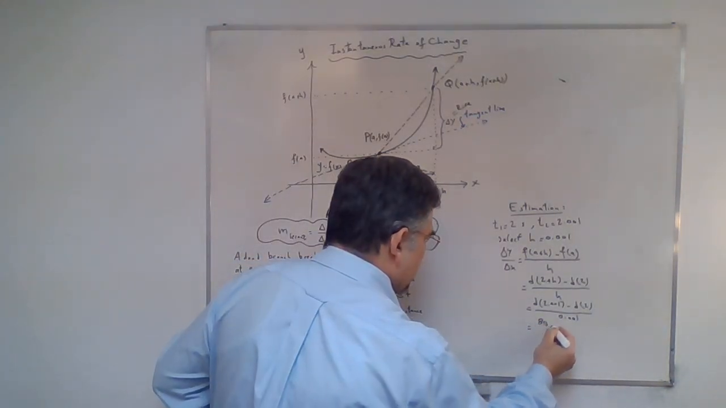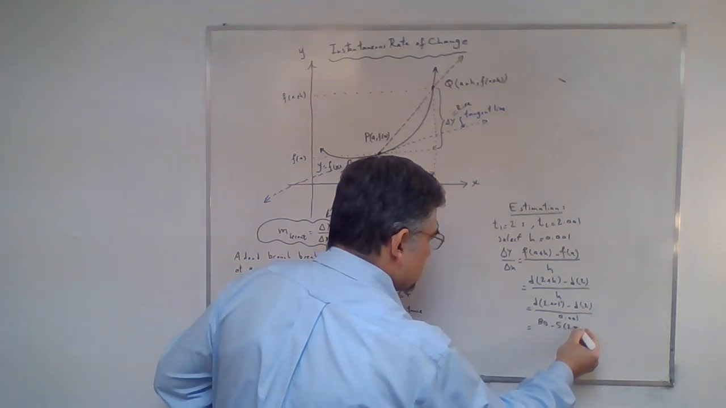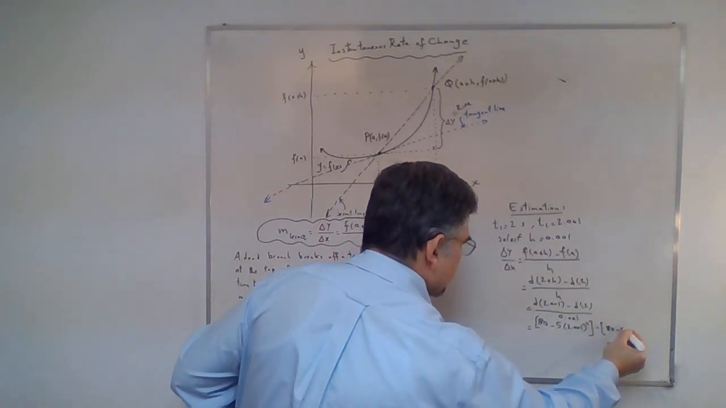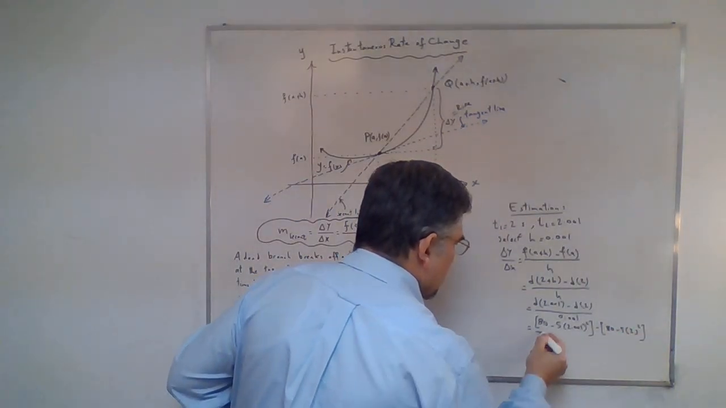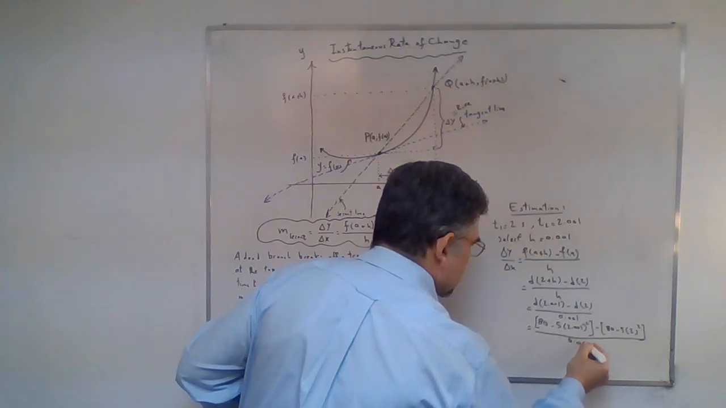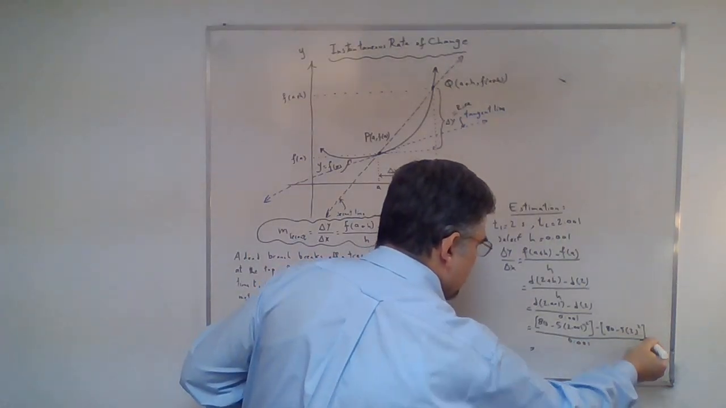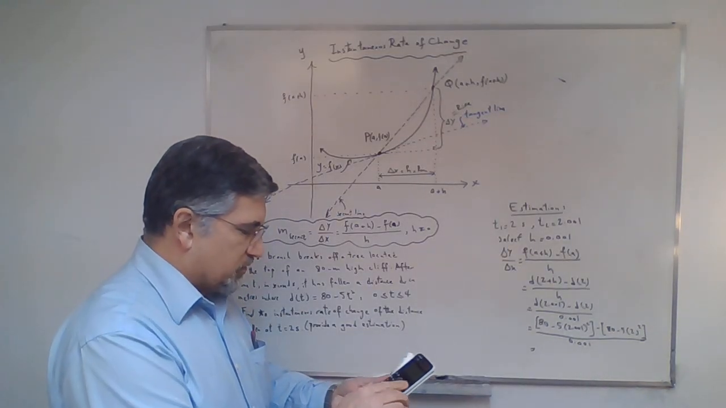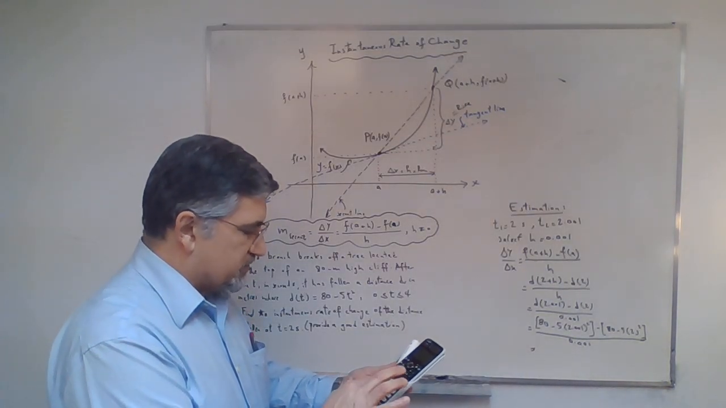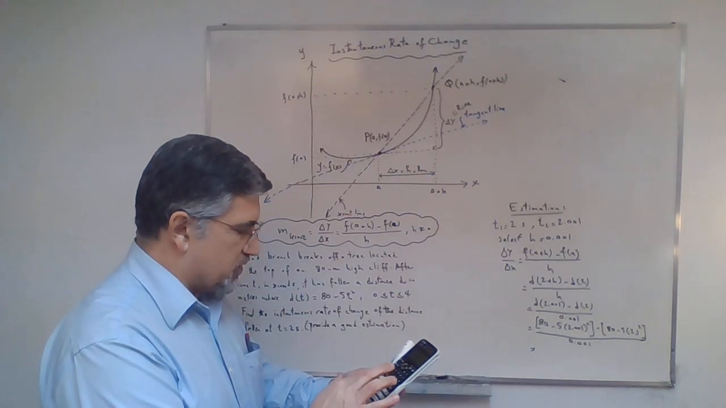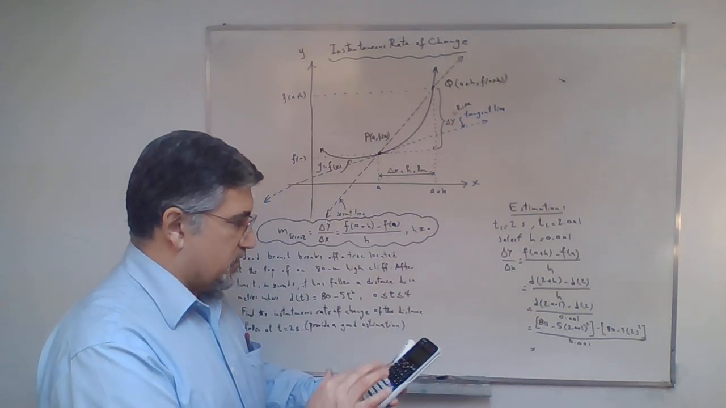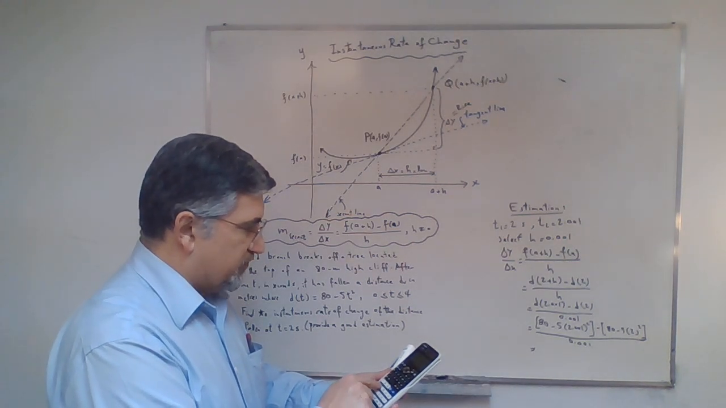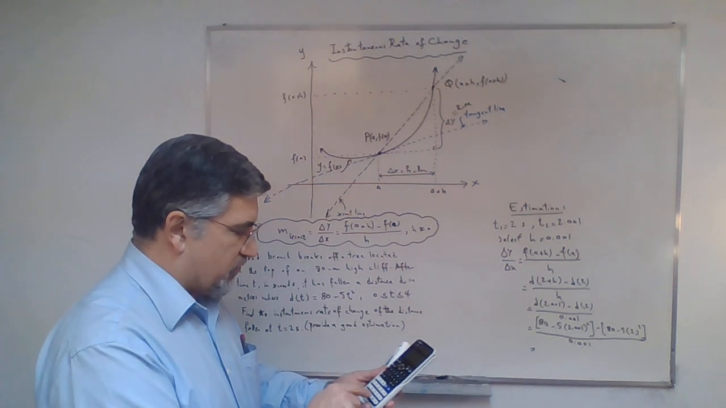The distance at 2.001, I have to find by plugging it into the equation. So it's going to be 80 minus 5 times 2.001 squared, minus 80 minus 5 times 2 squared, all over 0.001. Let's see if we can calculate this with a calculator. I'm going to go 80 minus 5 times 2.001 squared. That's 59.97. Then minus 80 and then plus 5 times 4.